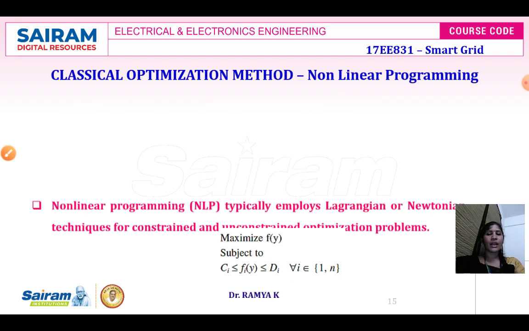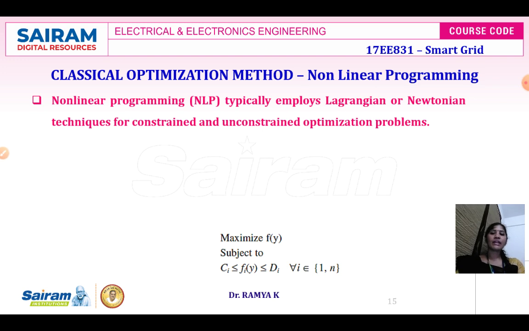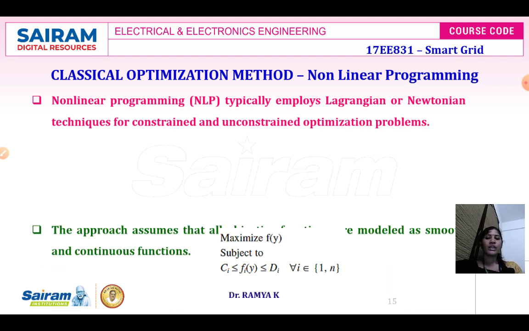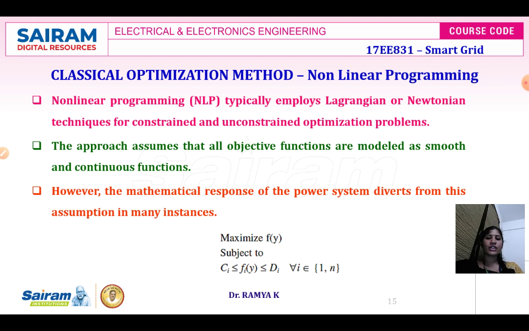nonlinear programming, and for this nonlinear programming we will write the function. So the nonlinear programming typically employs Lagrangian or Newton technique for constrained and unconstrained optimization problems. Here we are going to write the modeling function: maximize f of y. It is going to be the optimization function for the multivariable method, and it is subjected to Ci, Fi, and Fi of y, which is between Ci and Di.